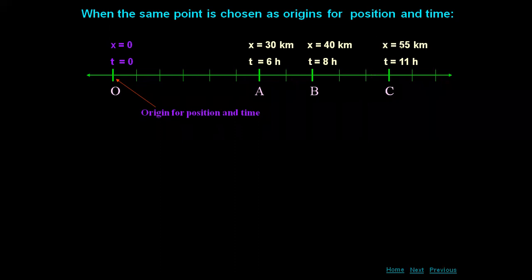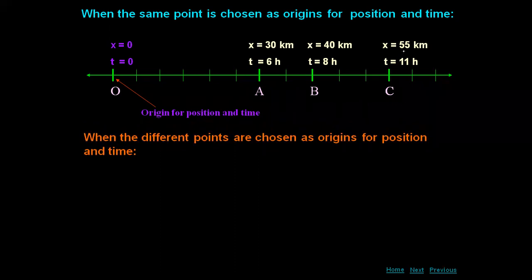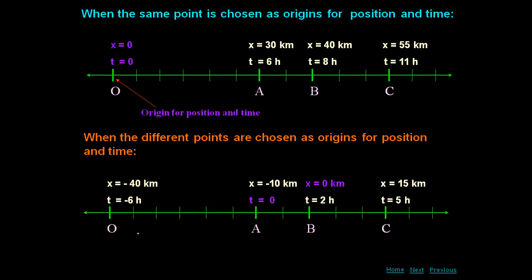So it took 11 hours for the object to cover a distance of 55 kilometers. So when different points are chosen as origin for position and time, you can choose according to the question. So now we have taken this, time is negative, and the position is negative 40 kilometers. Negative 40 kilometers as the reference point. Then it will be positive 10, 0, and 15.